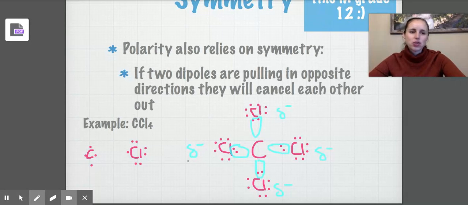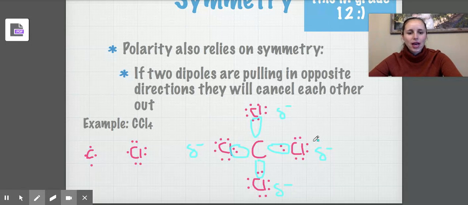Now, this is where symmetry actually comes into play, because now we can think about it as a nice long tug of war. On this side we have a chlorine, and on this side we have a chlorine, and these two chlorines are totally identical. So these two dipoles are technically going to cancel each other out. We have two atoms of the exact same strength pulling opposite each other, and it's going to cancel out that dipole. And then these two chlorines here, same idea.